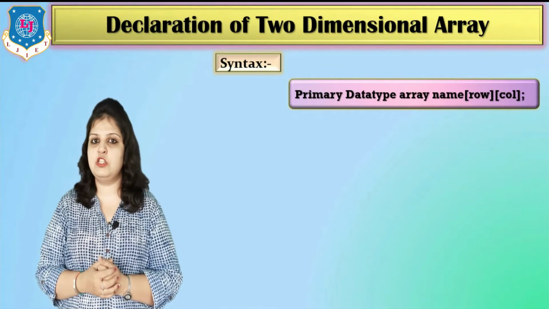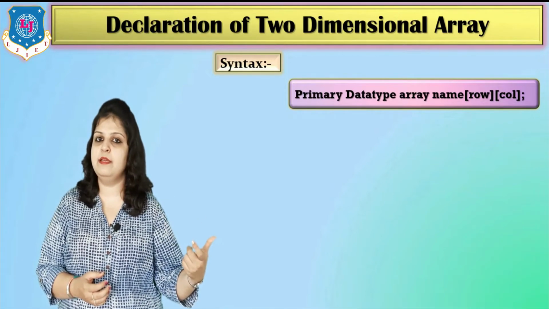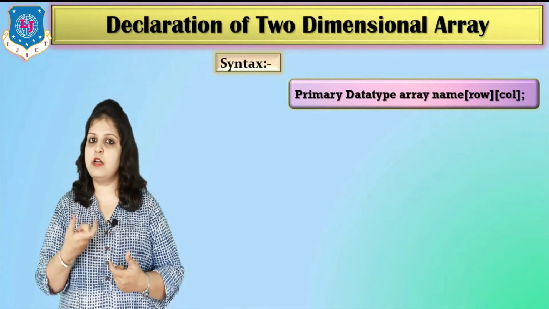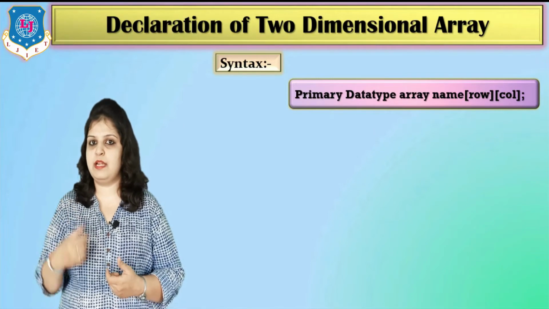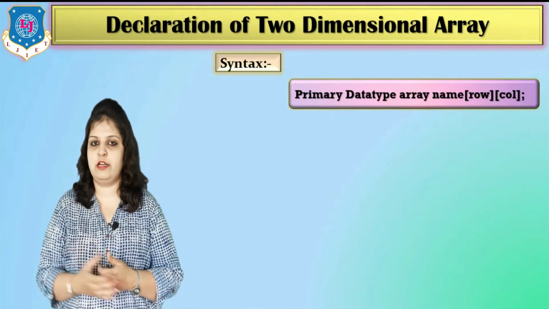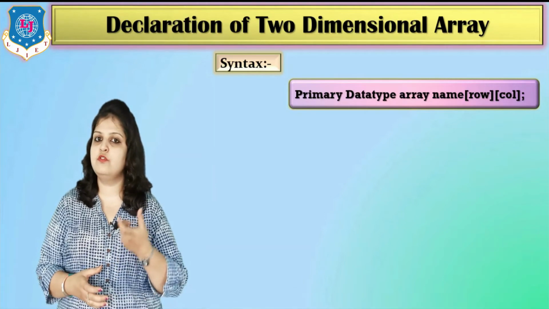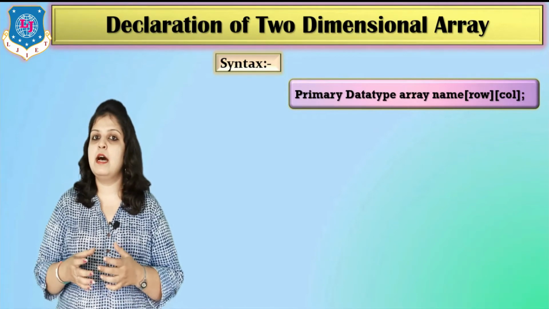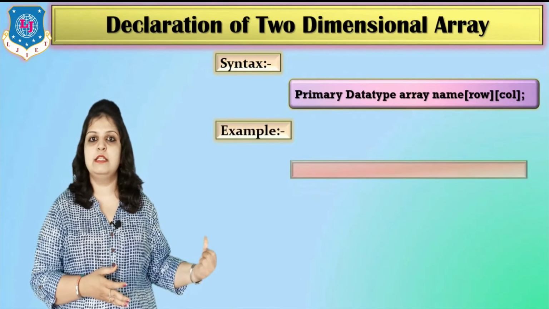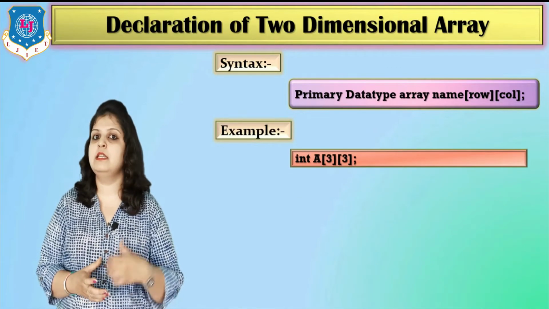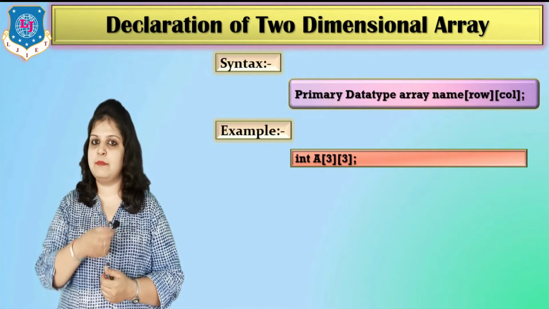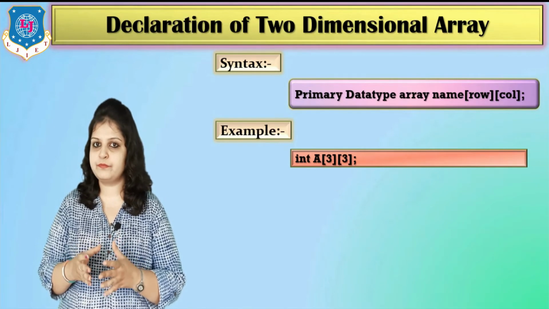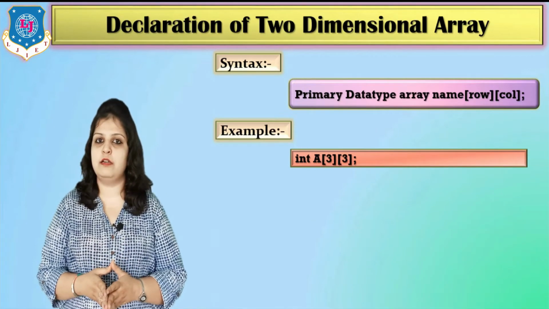First of all, the declaration part: first write the primary data type, then our array name, and here we have to write two square brackets. The first square bracket is for the row and the second square bracket is for the column, because here it is a two-dimensional array. In a one-dimensional array we use only one square bracket. So just remember this. The example of a two-dimensional array is int a[3][3]. It means in this variable a we can enter a maximum of 3 rows and 3 columns, because the first square bracket is for row and the second is for column.